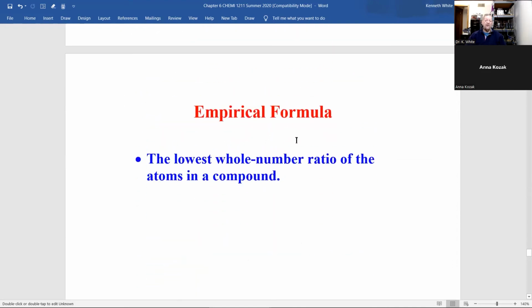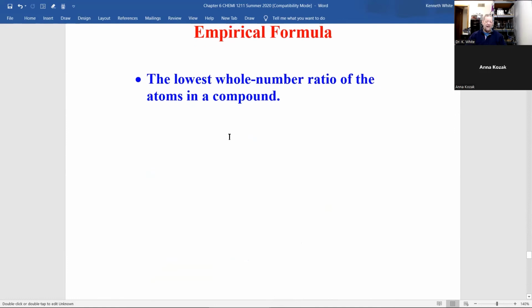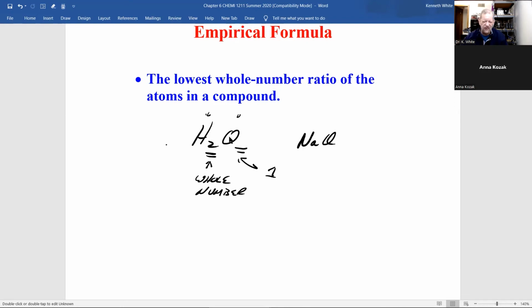Now the empirical formula we talked about already, that's the lowest whole number ratio of atoms in a compound. Now, one thing I neglected to mention, but I better now, this is always a whole number. And when there's no number, that's the number 1, which tells you there's 2 hydrogens, 1 oxygen, water. And this is sodium chloride. You know it as table salt or salt.